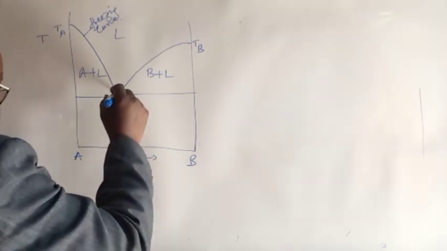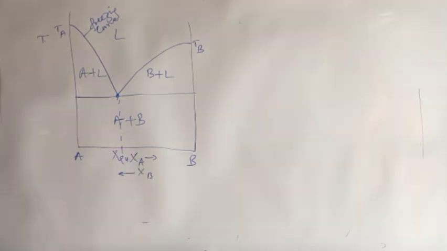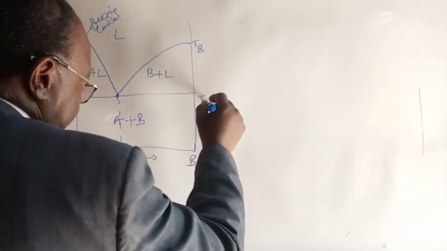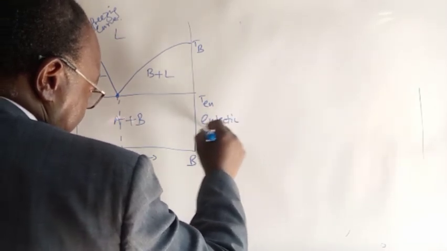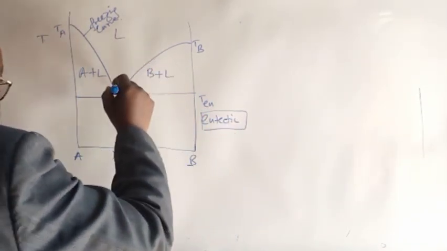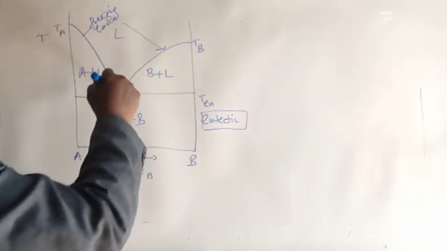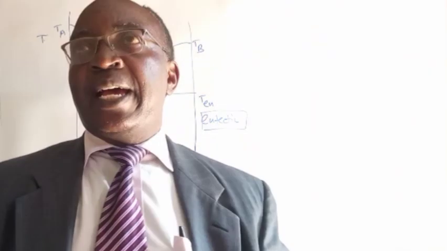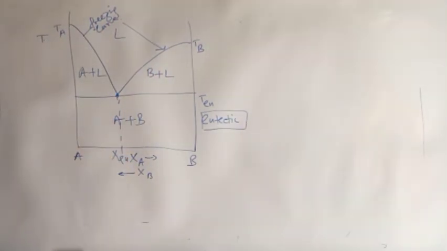This corresponds to the eutectic composition, which we denoted as XEU, and that is the eutectic temperature. Eutectic. That is where these two freezing curves intersect. That is the eutectic point and corresponds to the eutectic temperature and the eutectic composition. Now, this is particularly simple.